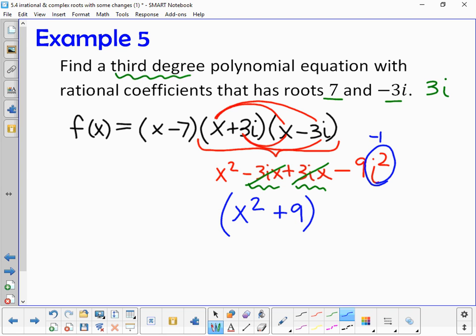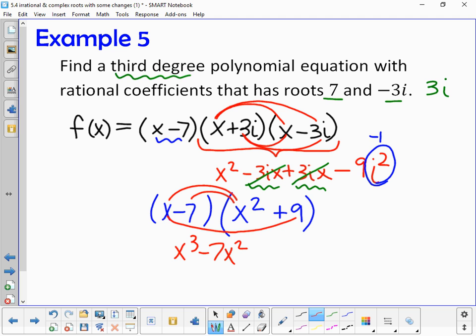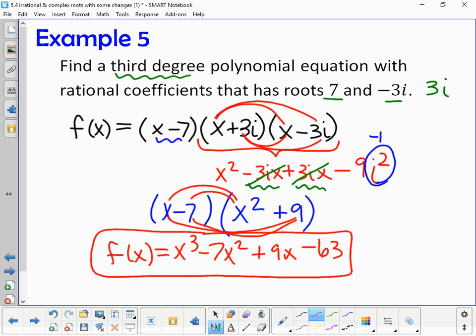We still need to multiply by this x minus 7. And so we can FOIL that, multiply it out. We get an x to the third, a negative 7x squared, a 9x, and a negative 63. And so there's our function in standard form, all multiplied out.